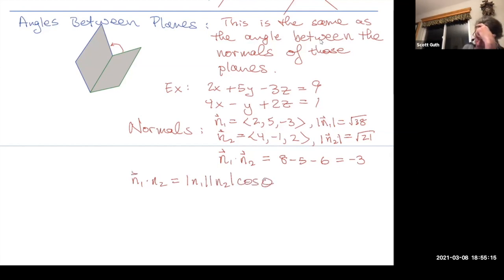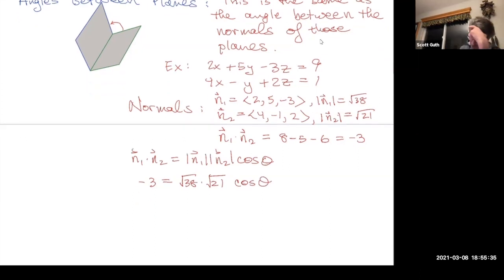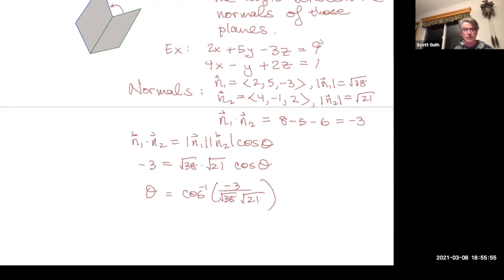So we've got all these, N1 dot N2, so that's negative 3 equals the square root of 38 times the square root of 21, times the cosine of the angle between the two planes. Okay, so theta would be cos inverse of negative 3 over the square root of 38 square root of 21. So that's the angle between the planes, and I won't bore you with figuring out what that is in degrees. So anybody have any questions about that? That should be pretty straightforward.